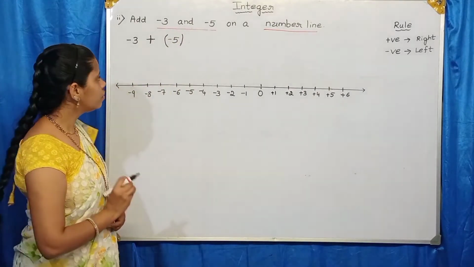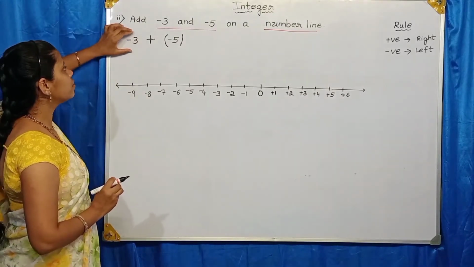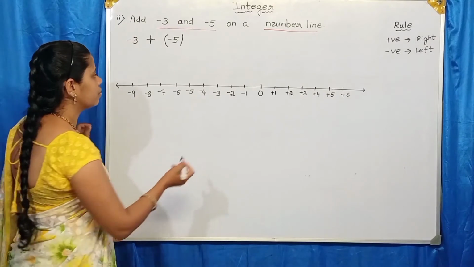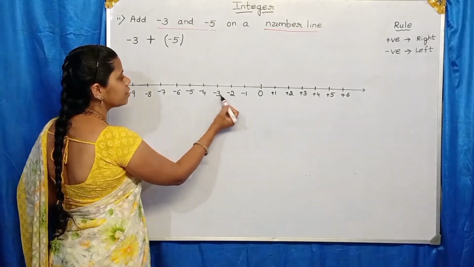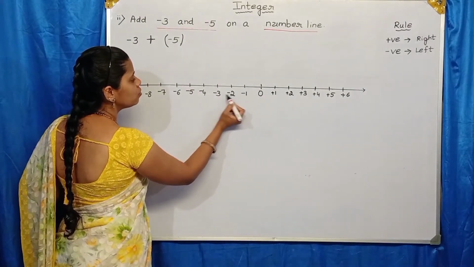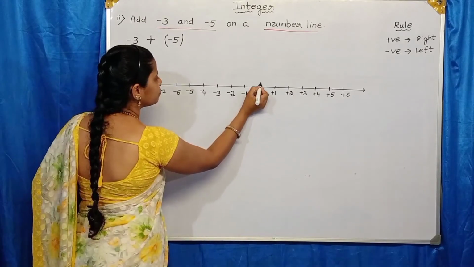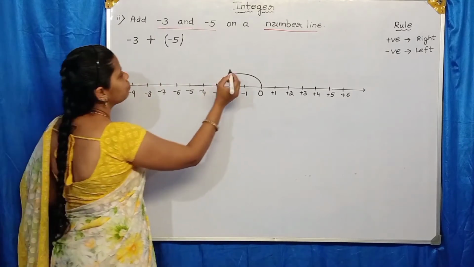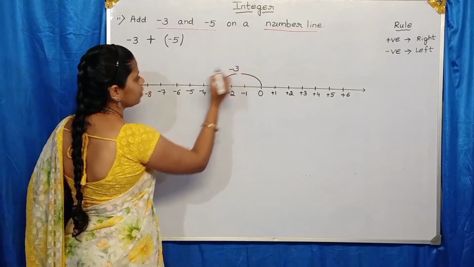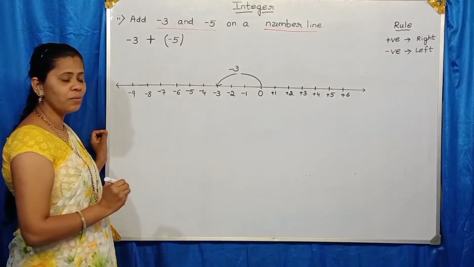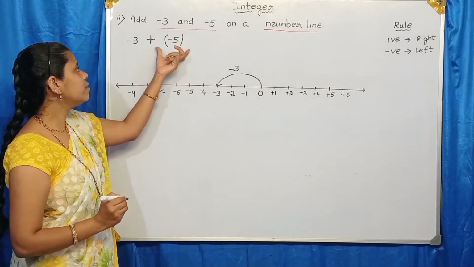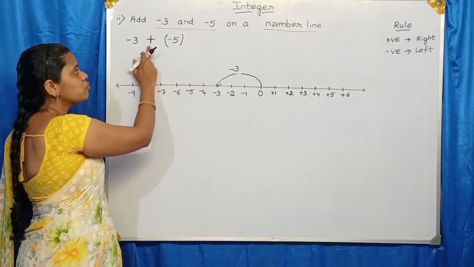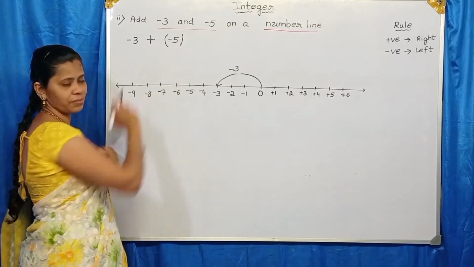Okay. Now, let's mark this first number, minus 3. See here. Minus 3 is here. 1, 2, 3, minus 3. This represents minus 3. Now, we have to add this minus 5, isn't it? We have to add this minus 5.